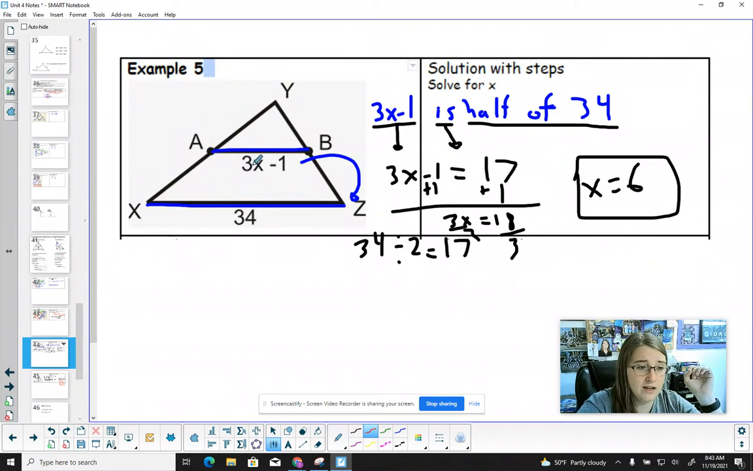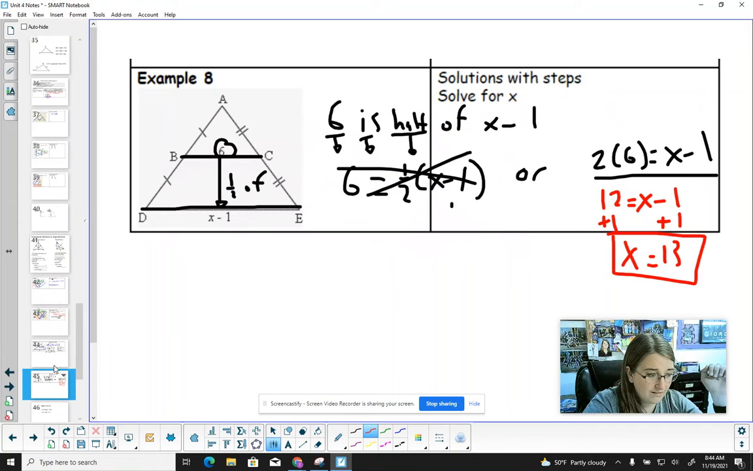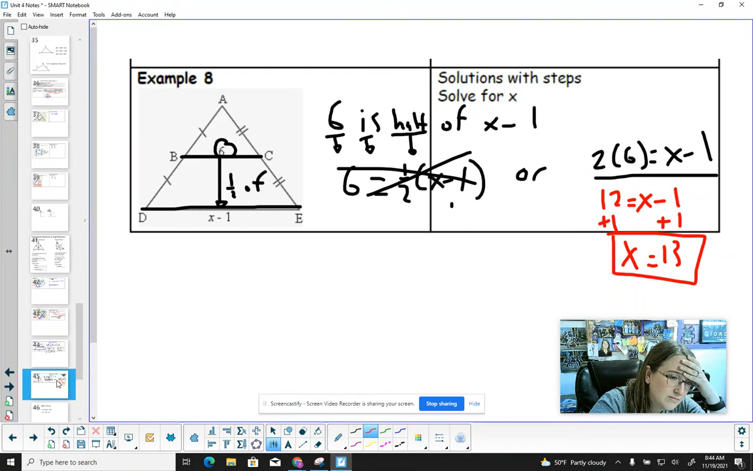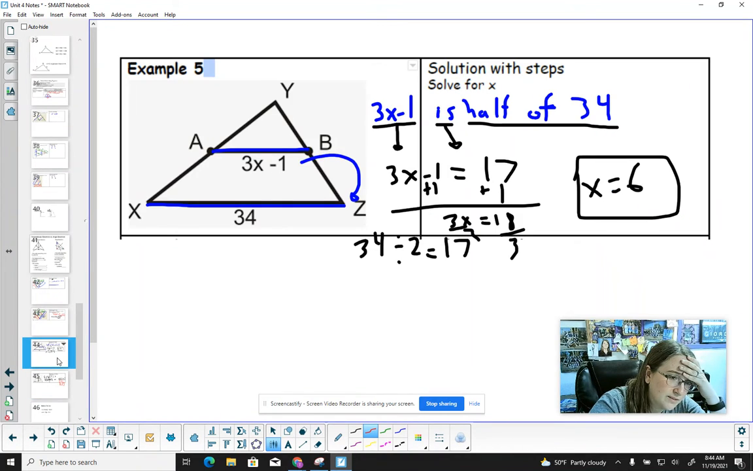If we have the smaller piece, we need to double it to get to the bigger one. Yeah. So dang it. Taught this poorly. Do I have time? Never mind. Let me go back and reteach this.